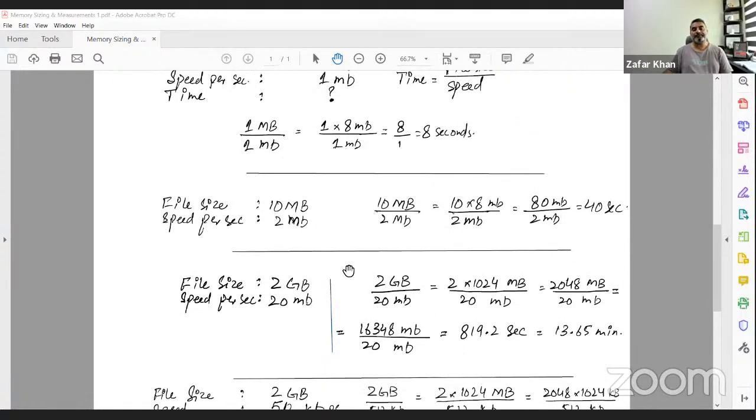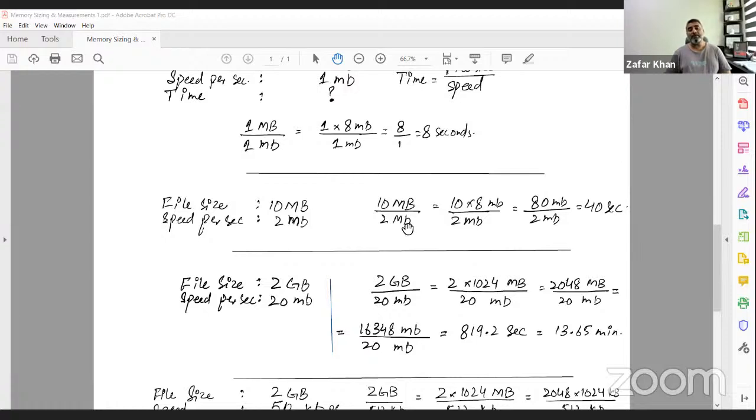Similarly, over here, we have got a file of 10 MB and a speed of 2 MB. As per our understanding, this 10 MB is basically 10 megabytes, and this 2 MB is actually 2 megabits per second. So for 10 megabytes divided by 2 megabits, we would have to first make these two units equal, either bytes over bytes or bits over bits.